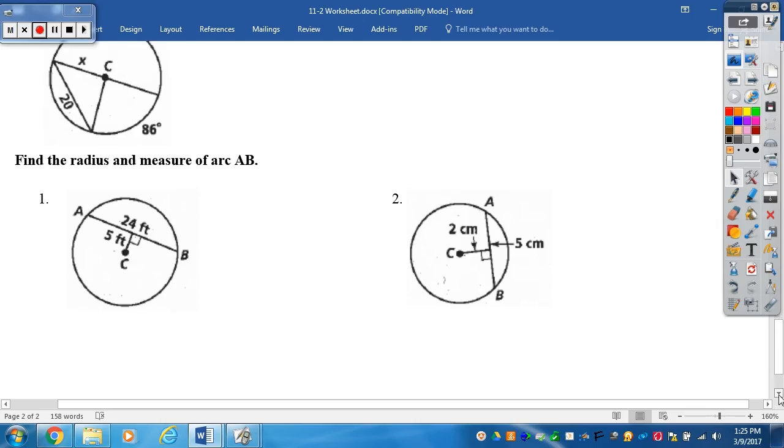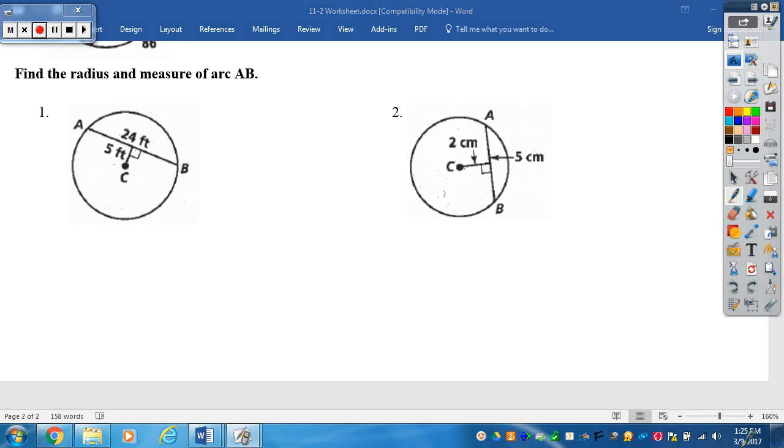And looking at the last two, we want to find the radius and the measure of arc AB. Okay? Now, the measure is going to be in degrees. So I want to make sure we've got that down. The measure is always in degrees. So in order to find, let's start with the radius. I can go either to A or to B. It doesn't matter.